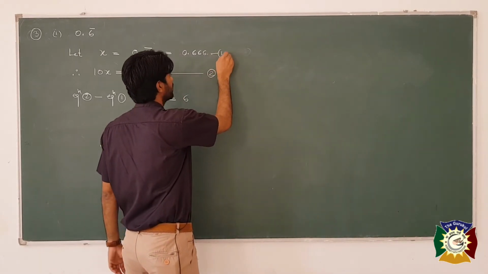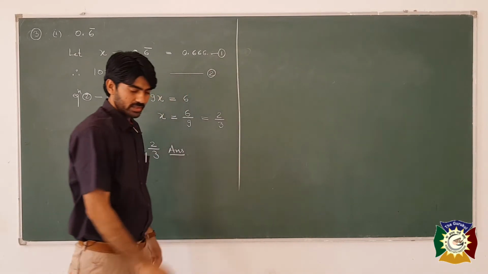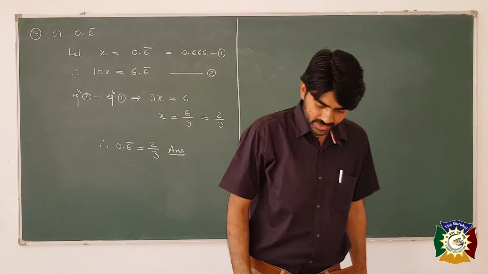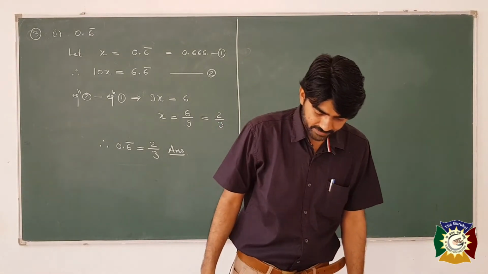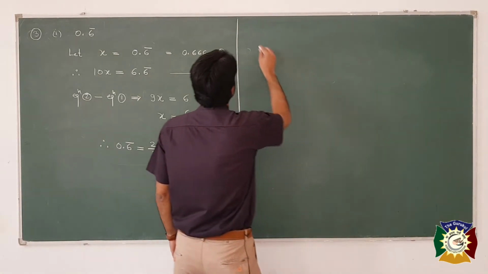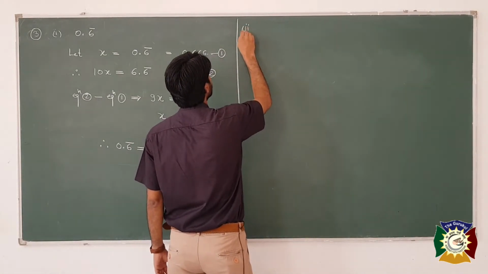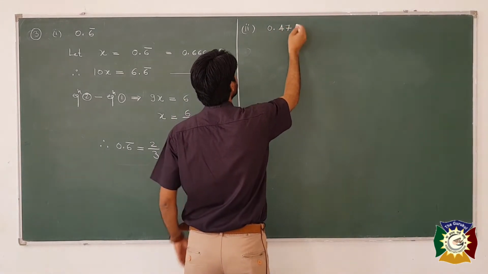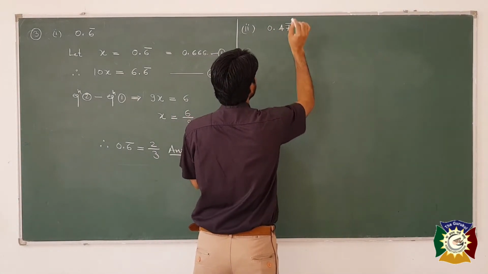This was equation 1 of this. Now look at part 2. Part 2 is 0.47 and bar is there on 7 only. Second part, we are given 0.47 and bar is on 7 only.